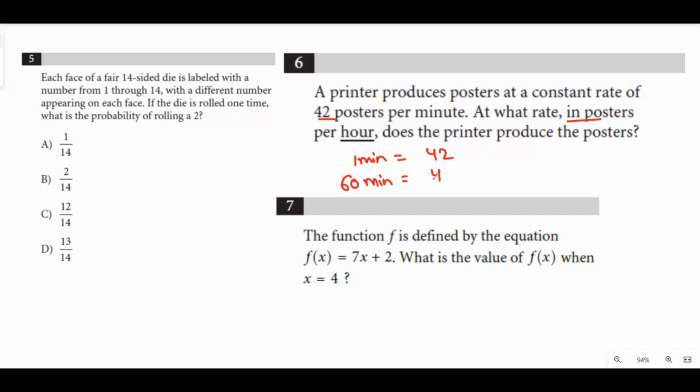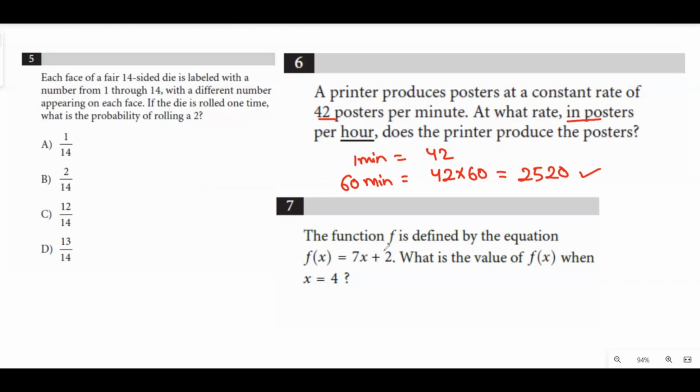So we will simply use the unitary method. 1 minute is equal to 42 posters. So 60 minutes is equal to 42 into 60. And if we use the calculator to find out the answer, this will come out to be 2520. Question number 6 is based upon the unitary method. Very straightforward question. Now, coming to question number 7.